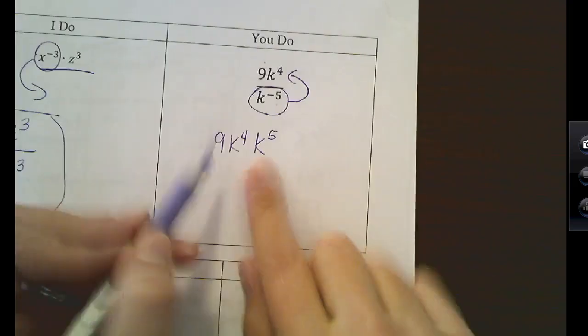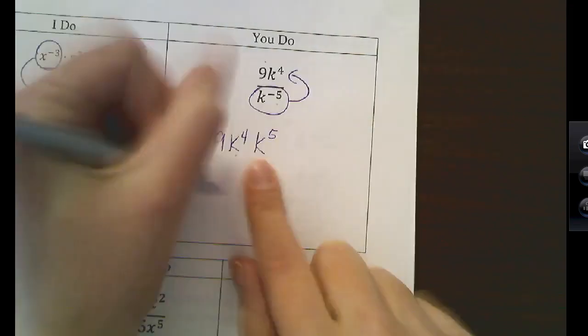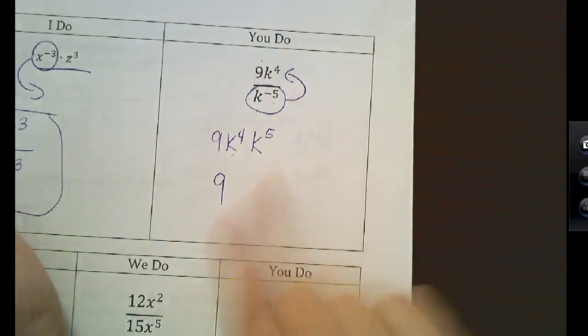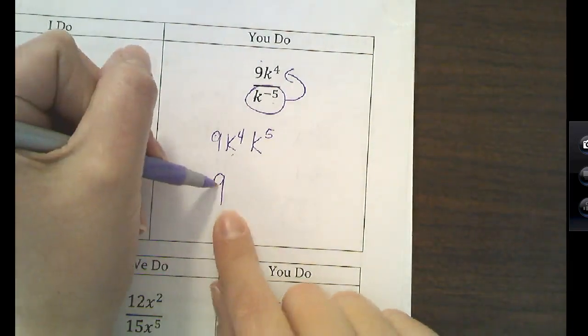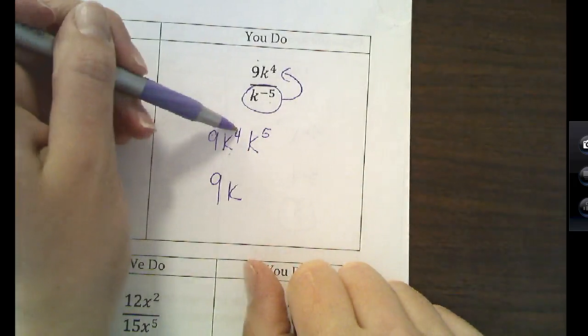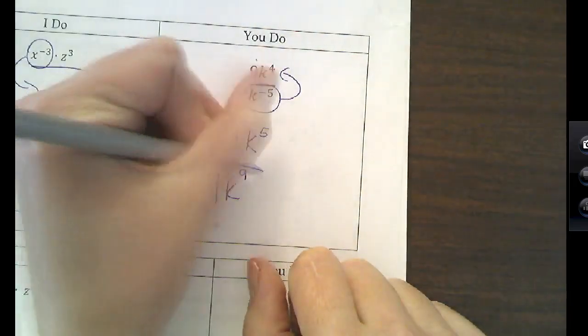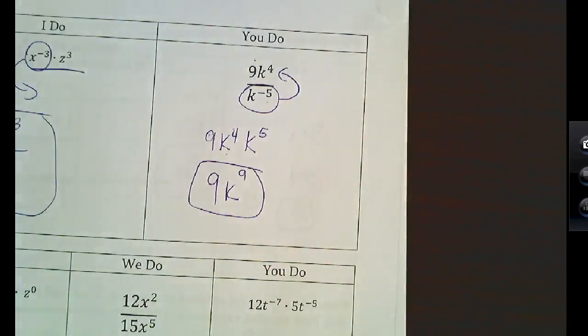Very good. So if you guys notice how on this one, I've got a base of k and a base of k. Since my base is the same, we're going to keep that 9. We're going to keep the k. And if I have 4 k's here and 5 k's here, how many do I have altogether? 9. So that becomes 9k to the 9th power for our final answer.